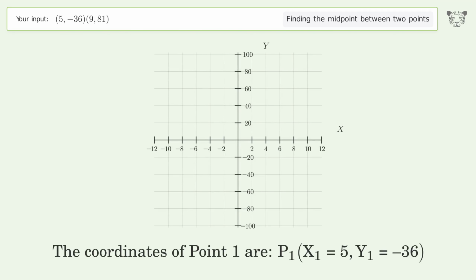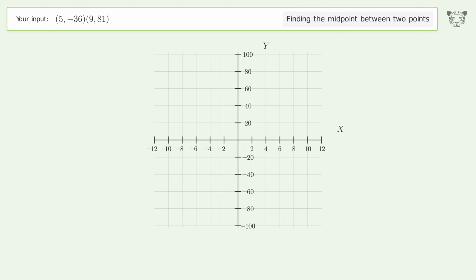The coordinates of point 1 are x1 equals 5, y1 equals -36. The coordinates of point 2 are x2 equals 9, y2 equals 81. PM represents the midpoint of the 2 points.